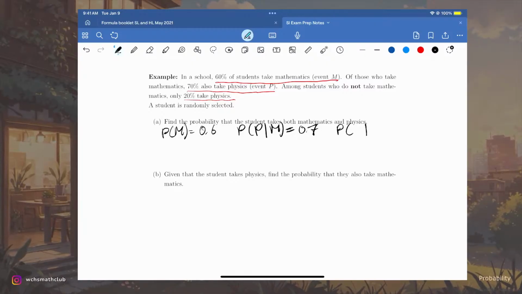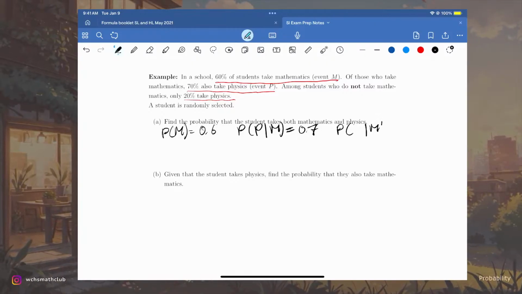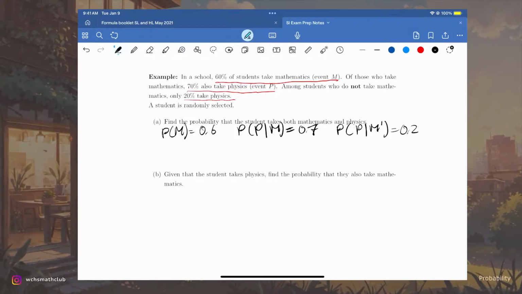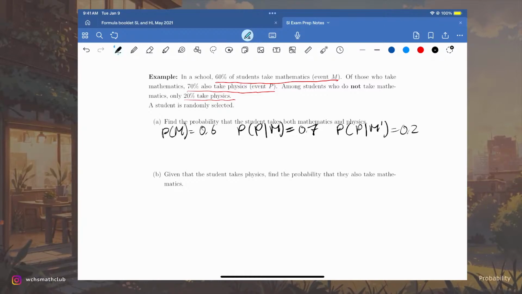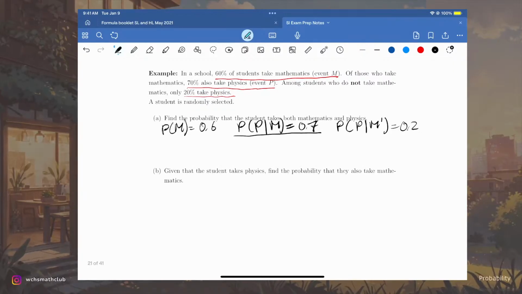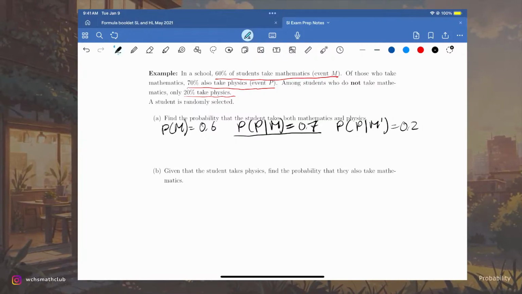And among the students who do not take mathematics, so given that they do not take mathematics, what is the probability that they take physics? Well, only 20%, so 0.2. And the first thing to do here is to calculate the probability of a student that takes physics, right? So first, the probability of physics given that they take mathematics. Well, the probability that they take mathematics is 0.6.